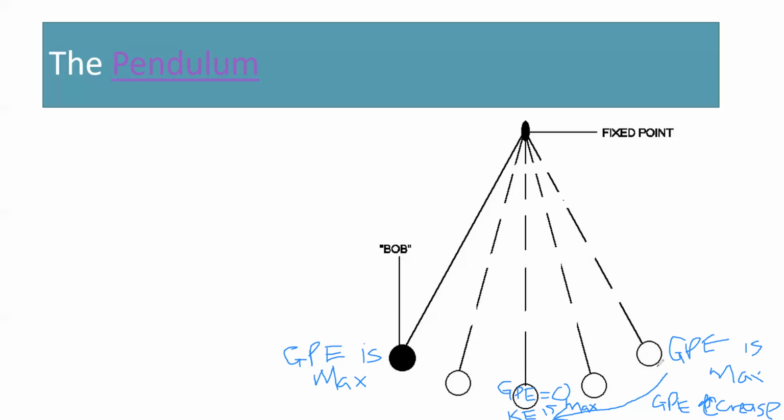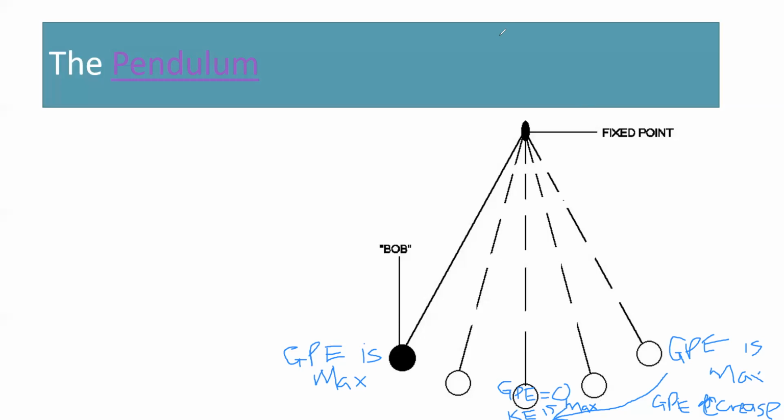However, the pendulum will slow down because it's going to lose energy to the surroundings because of the collision of the pendulum and the air particles around. So there will be loss of energy. Basically, energy will be dissipated to the surroundings, okay?